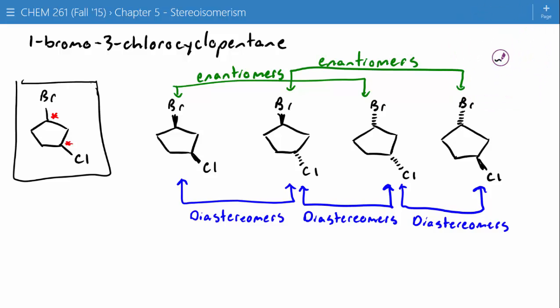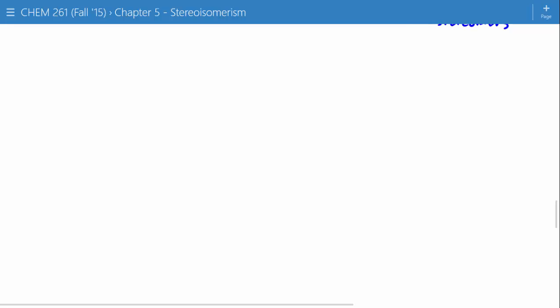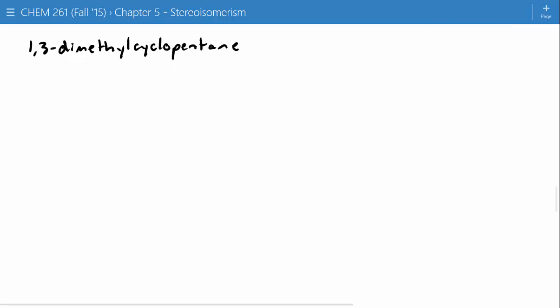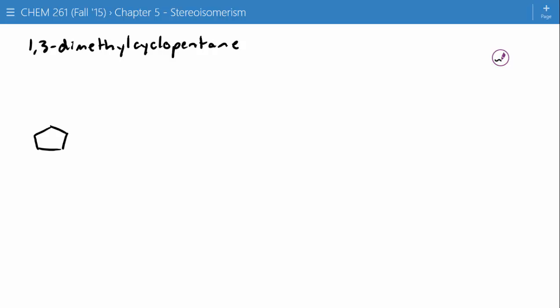Let's try one more. Okay, let's do 1,3-dimethylcyclopentane. Let's draw all 4 possible stereoisomers. So we've got 1 and 3. How many stereocenters? 2. So we've got a stereocenter there, stereocenter there.